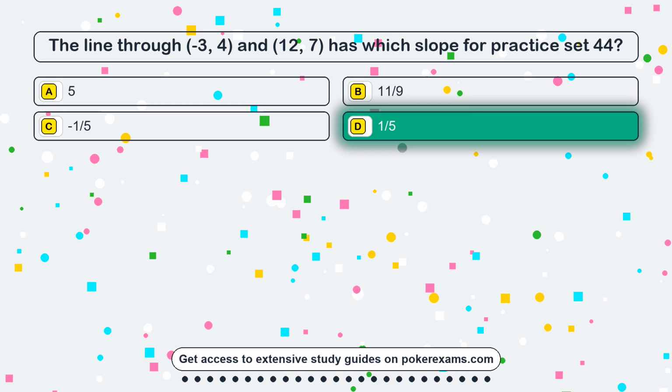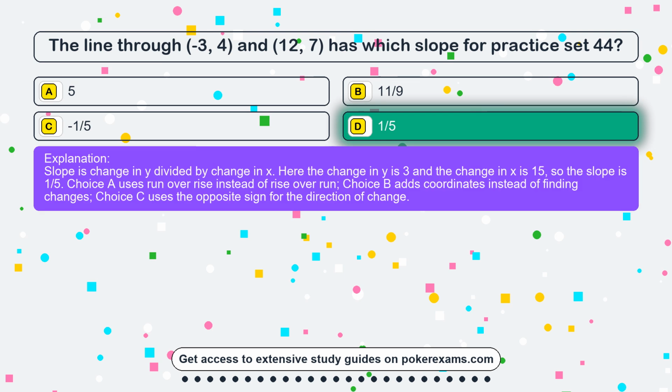The correct answer is option D, 1/5. Slope is change in y divided by change in x. Here the change in y is 3 and the change in x is 15, so the slope is 1/5. Choice A uses run over rise instead of rise over run, choice B adds coordinates instead of finding changes, choice C uses the opposite sign for the direction of change.